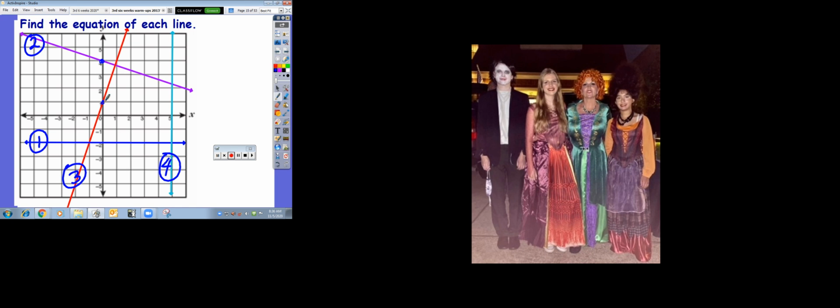Number 4. Number 4 is what kind of line? Vertical line. It fails the vertical line test. It fails its own test miserably. So all of these are functions except number 4. What's the equation of number 1?